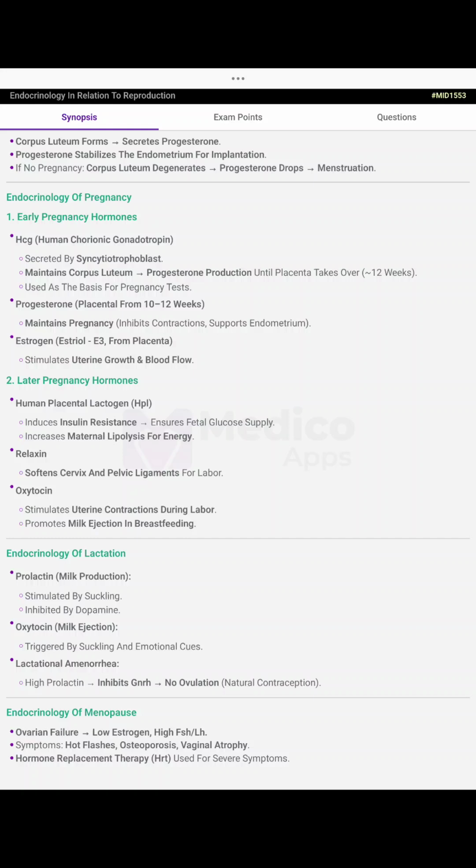Endocrinology of menopause: ovarian failure, low estrogen, high FSH and LH. Symptoms: hot flashes, osteoporosis, vaginal atrophy. Hormone replacement therapy is used for severe symptoms.